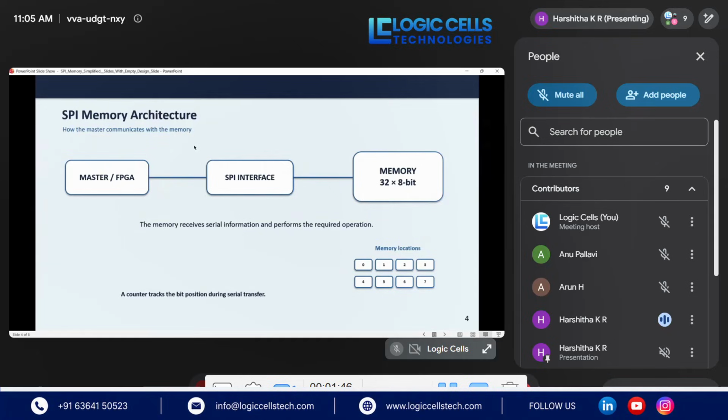Here we can see the SPI memory architecture. On the left side, we have a master. Master communicates through the SPI interface. On the other side, we have a memory which acts as a slave. Our memory contains 32 locations and each location stores 8 bits of data. The design also uses a counter, and it is used to keep track of the bits during the transfer. So the basic flow in this diagram is master interface, SPI interface and memory.